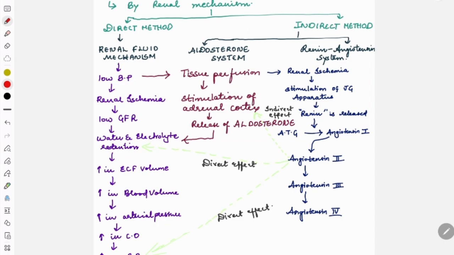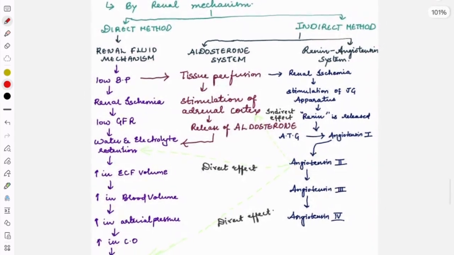Now let us discuss the last and the most important regulation, that is the long-term regulation of BP. Okay, the long-term regulation of BP occurs by the renal mechanism, by the kidneys. So there are two methods of long-term regulation of BP. One is the direct method and another one is the indirect method. First, let us discuss the direct method. In the direct method, the name of the mechanism is the renal fluid mechanism.